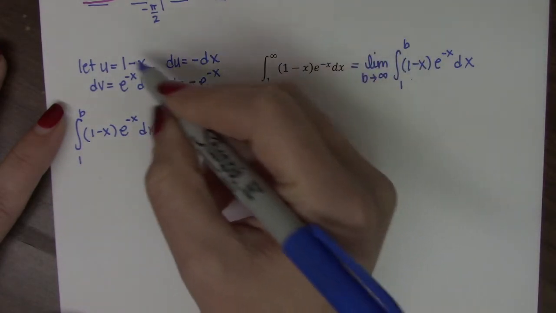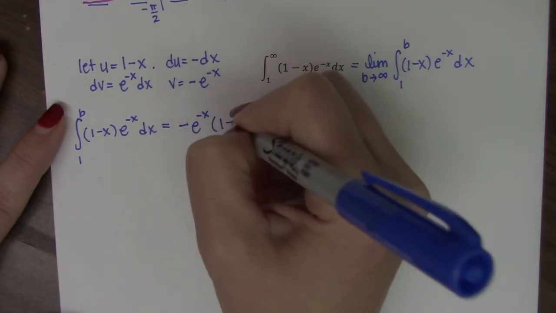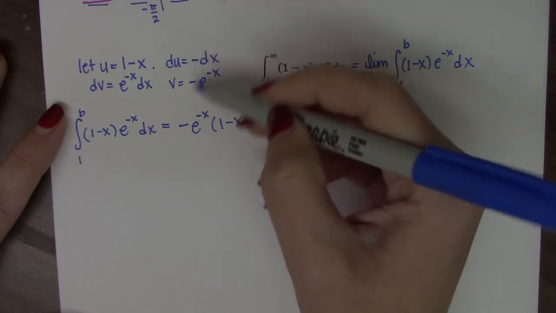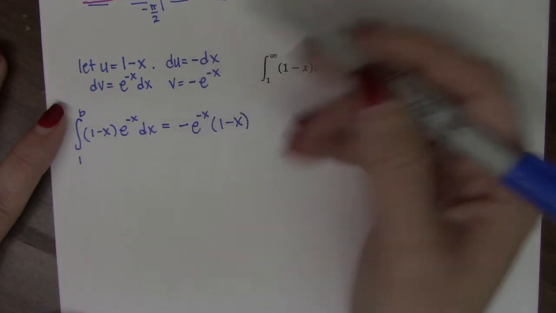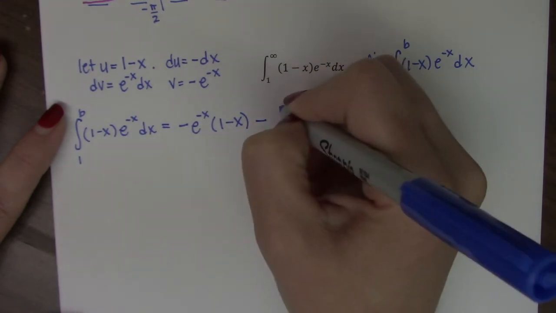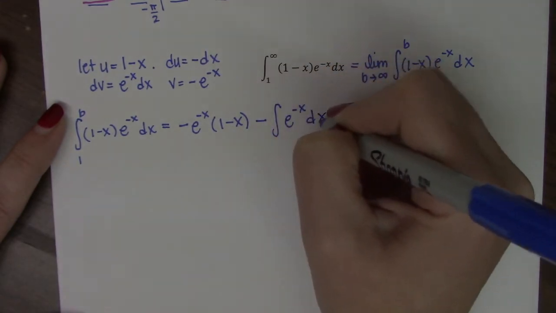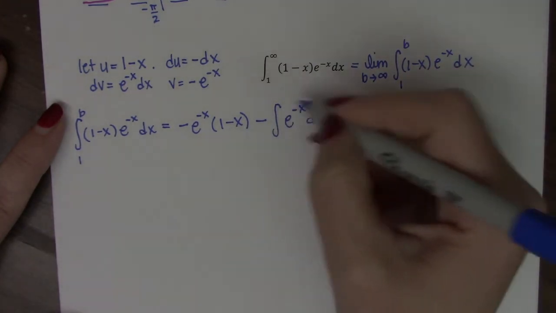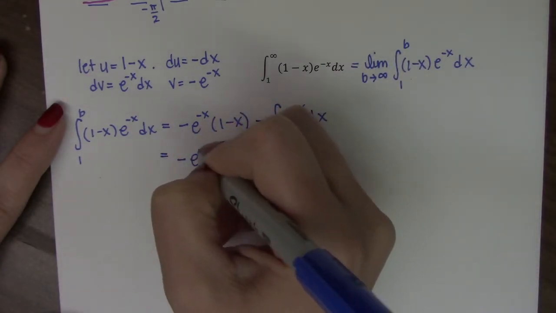So that means that the integral from 1 to b of (1 minus x) e to the negative x dx is u times v, so negative e to the negative x times (1 minus x). And then we subtract this integral. But this times this is going to work out to be a positive, so you're going to have minus the integral of e to the negative x dx. This can still be directly integrated.